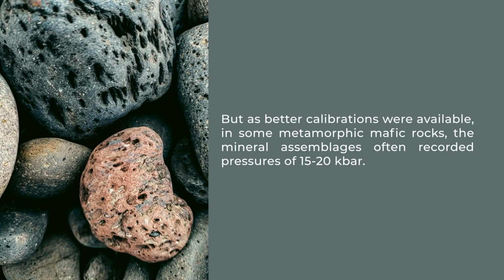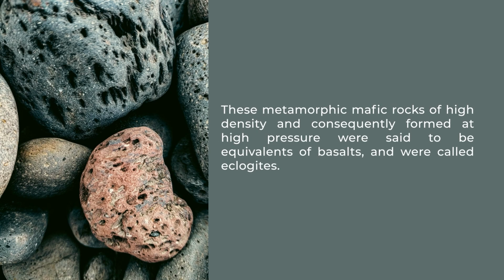But as better calibrations became available, in some metamorphic mafic rocks, the mineral assemblages often recorded pressures of 15 to 20 kilobars. And you can see the metamorphic mafic rocks of high density, and consequently formed at high pressure, were said to be equivalents of basalts, and they were called eclogites. They are formed under extremely high pressure conditions.